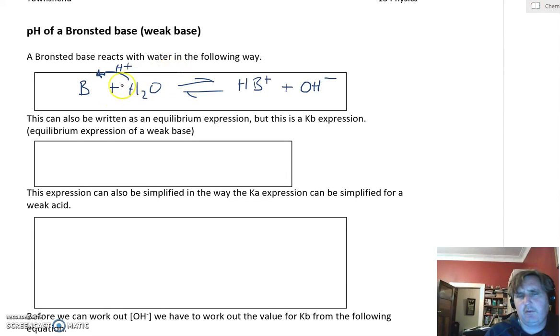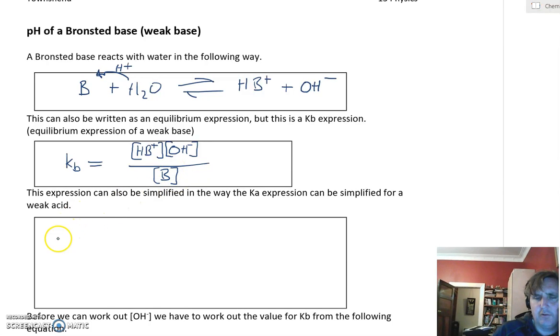Now, because we have this equilibrium, we can also write an expression. But when we write the expression, we remember we leave off the water, just as we did with a weak acid. So we end up getting a weak base expression, that is a Kb expression, equals the concentration of HB plus, our conjugate acid of the weak base, times the hydroxide concentration, over the concentration of our weak base.